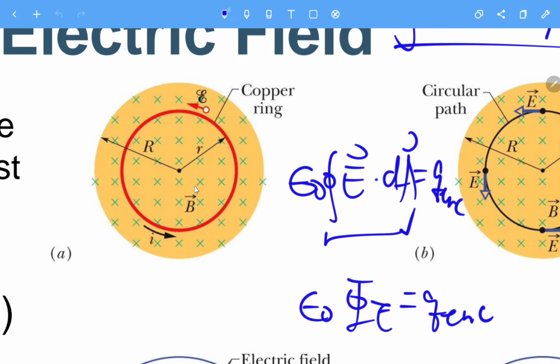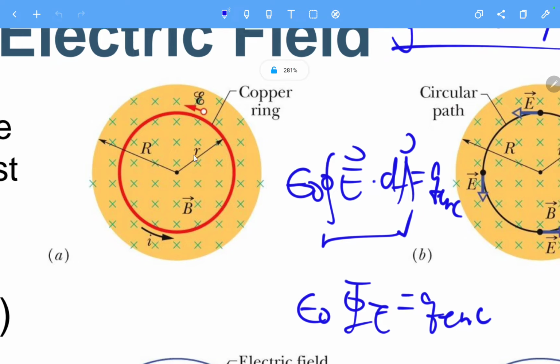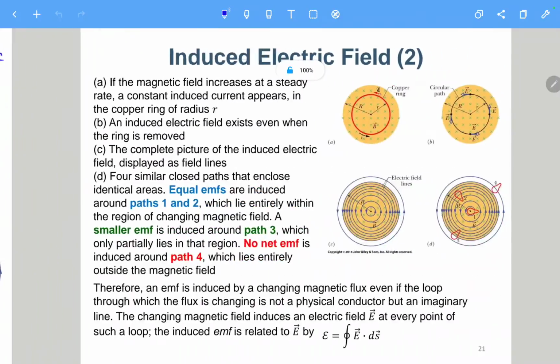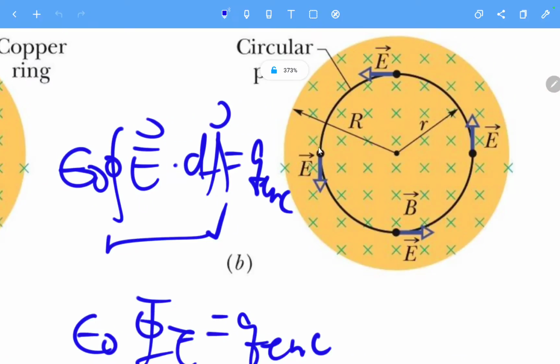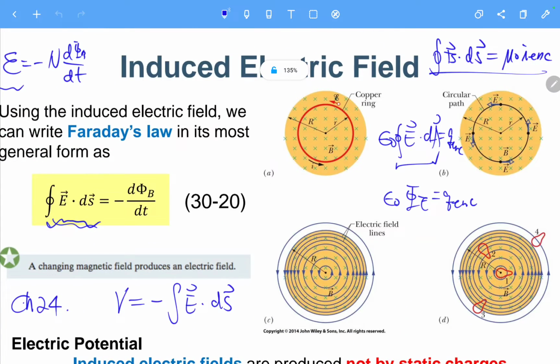We also assume that the B field is changing, either increasing or decreasing. We will talk about it later. So we assume that we have a B field pointing into the page in this area, and the red circle is the copper ring. Here, if the B field is increasing, it will induce the E field for this ring. It will induce the E field.